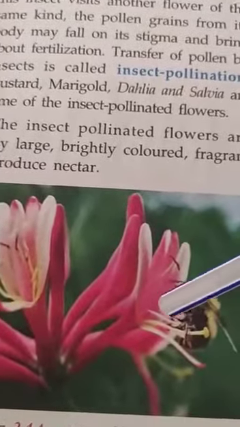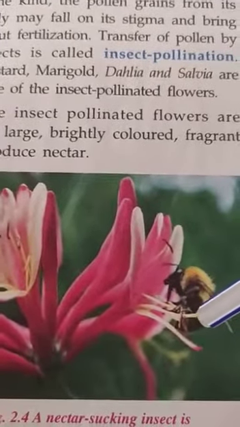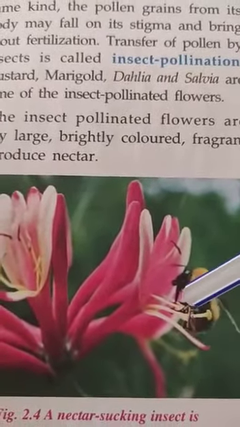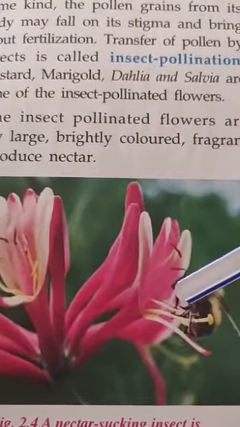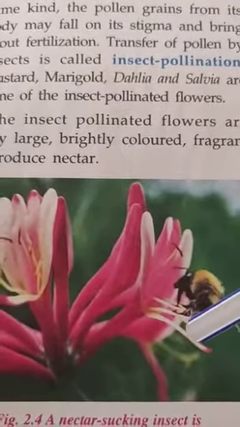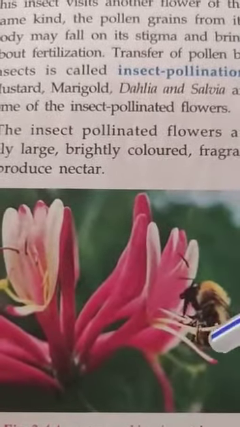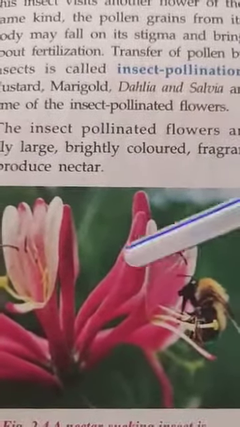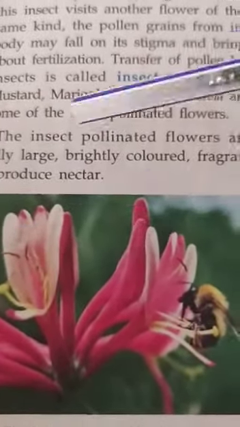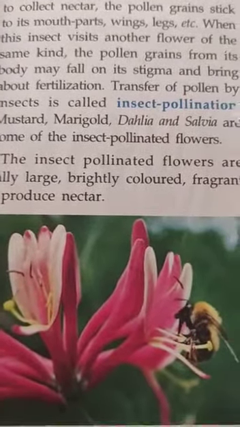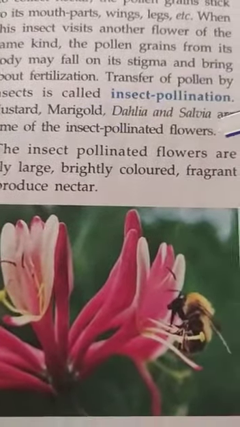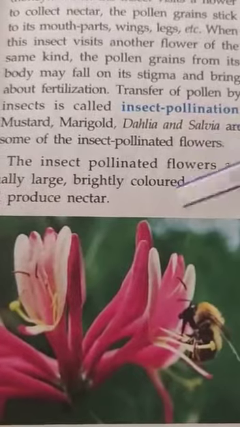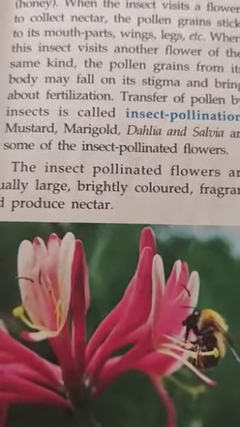So when the insect visits one flower, the pollen grain attaches to the leg and the sting of the insect, and when the insect visits another flower, the pollen grain is transferred from one flower to the other, and insect pollination occurs. Insect pollination is found in mustard, marigold, dahlia and salvia.